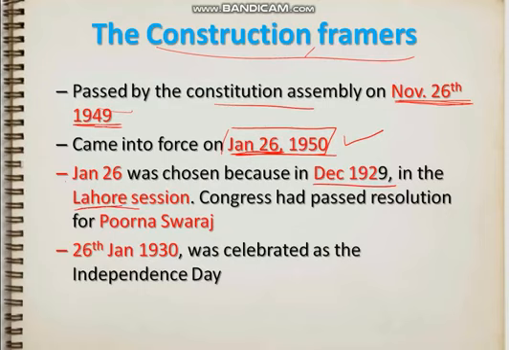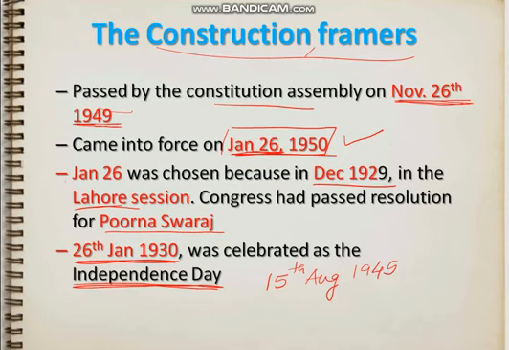Congress passed the resolution for Purna Swaraj. At that time, Congress asked for Purna Swaraj from the Britishers. Purna means complete independence, but complete independence was not given, and that's why they decided to celebrate 26 January every year as Independence Day. They decided that 26 January will be celebrated as Independence Day, but we got independence on 15th of August 1947. So this became our Independence Day.